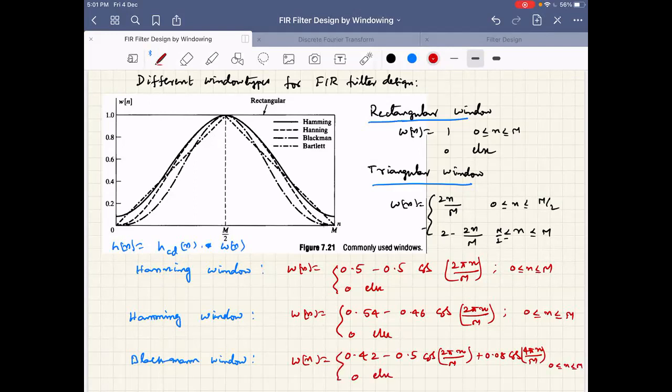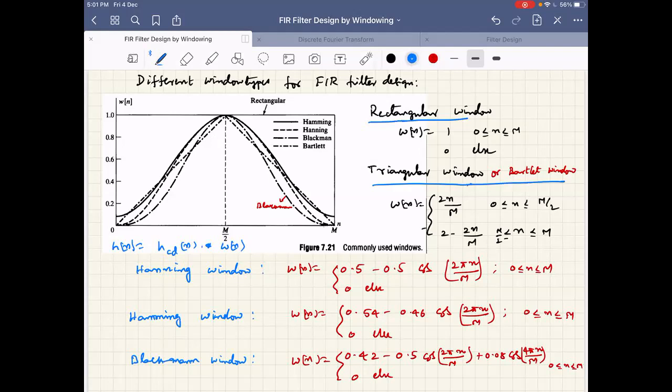This is smoother. As you can see, this is the Blackman window, which has more slope, more smoothness, more degrees of freedom. Whereas the Bartlett window and the triangular window are the same.